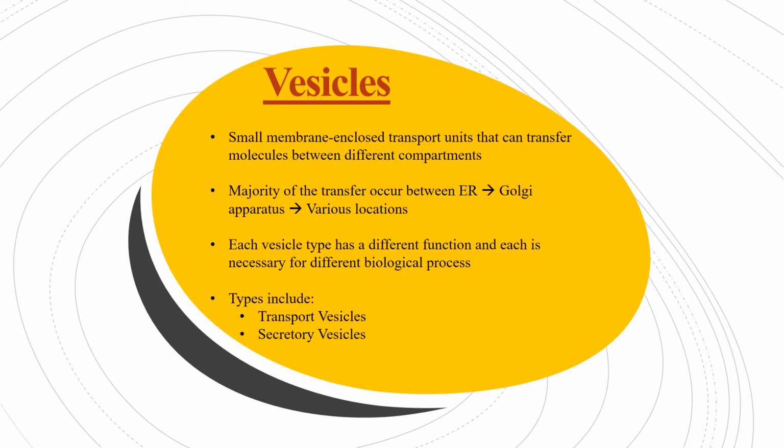Vesicles. Vesicles are small membrane enclosed transport units which can transfer molecules such as proteins, hormones, etc. between different compartments within the cell or outside of the cell. Majority of the transfer that occurs in a cell occurs between the endoplasmic reticulum to Golgi apparatus and then to different locations. Every vesicle type has a function to perform, and each vesicle is necessary for different kinds of biological process. Vesicles can be divided into two types: transport vesicle and secretory vesicles.